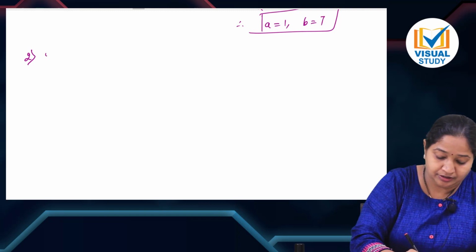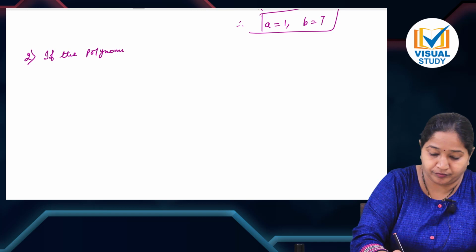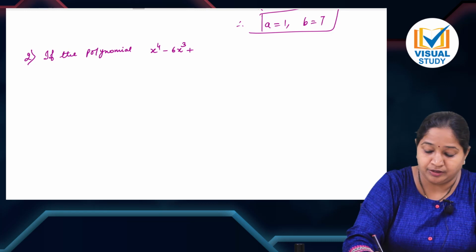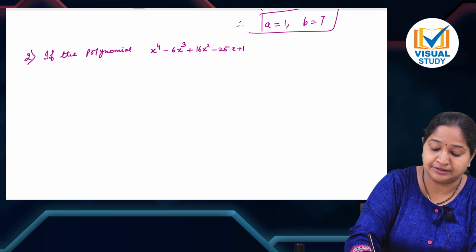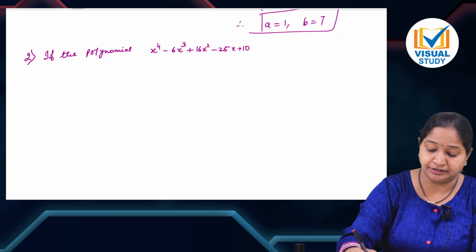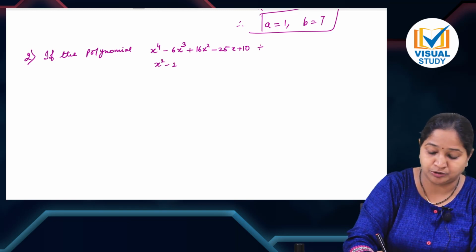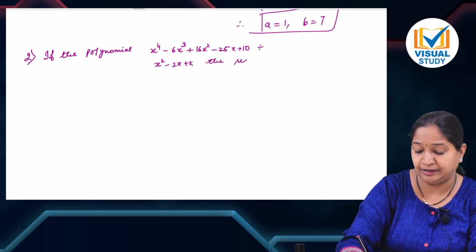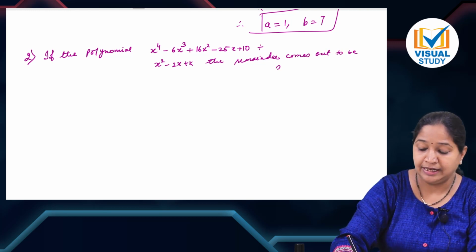If the polynomial 6x raised to 4 minus 6x cube plus 16x square minus 25x plus 10 is divided by another polynomial, that is x square minus 2x plus k, the remainder comes out to be x plus a.